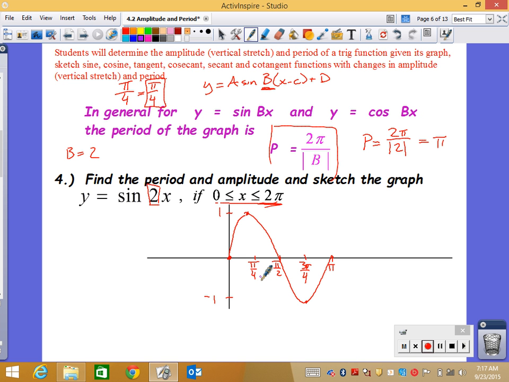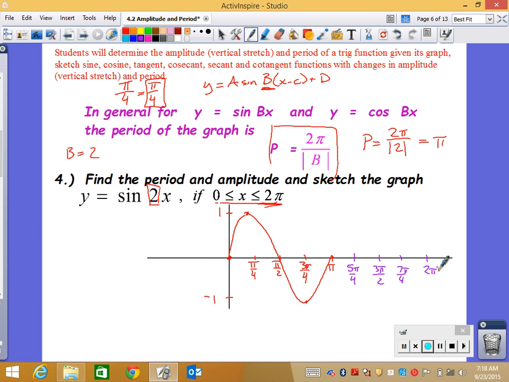We're just going to copy paste the graph. However, I need to label my intervals right. So I'm going to have 4 more key points because we're drawing a whole new cycle. What's pi over 4 plus pi? Well, that's just 5 pi over 4. And then we get 6 pi over 4, or 3 pi over 2, 7 pi over 4, and then 2 pi.